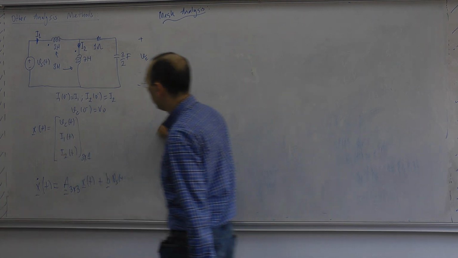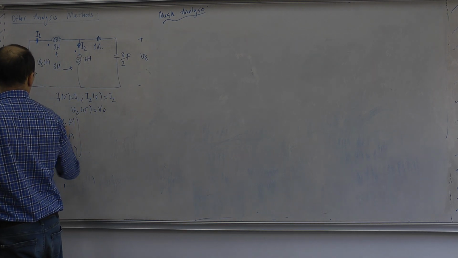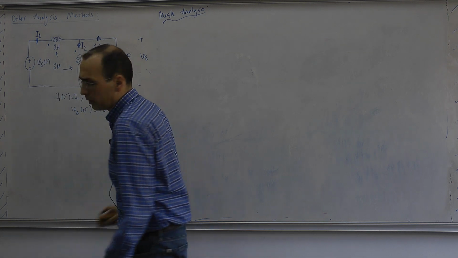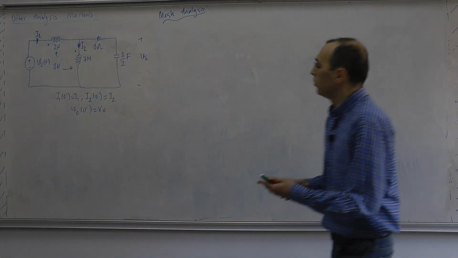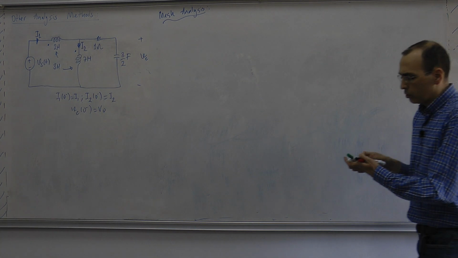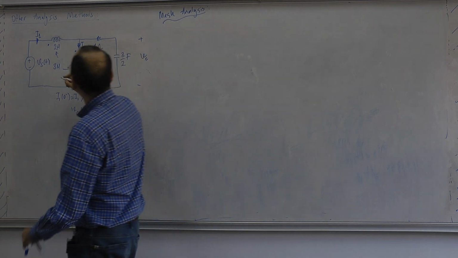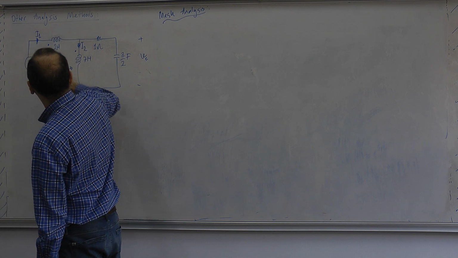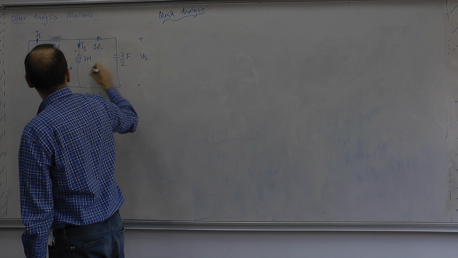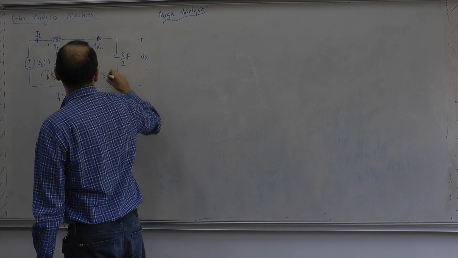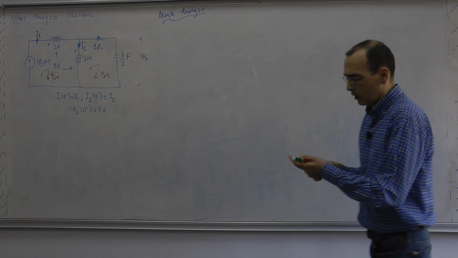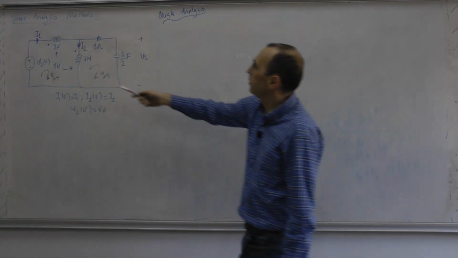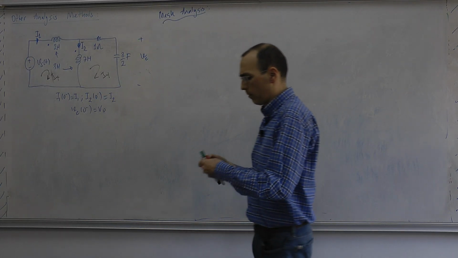So how can I write the formulation equations with the mesh analysis? The thing is, I should first introduce these mesh currents. Let me use capital letters: mesh current Ix, mesh current Iy. Then I will write KVL equations in mesh X and mesh Y.